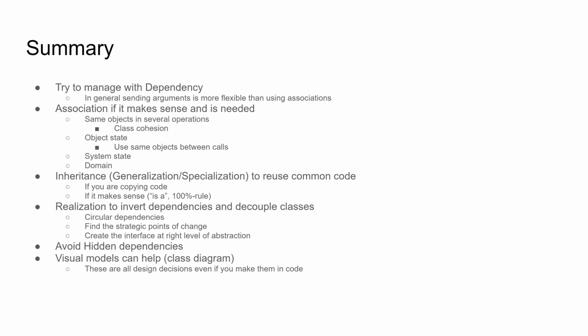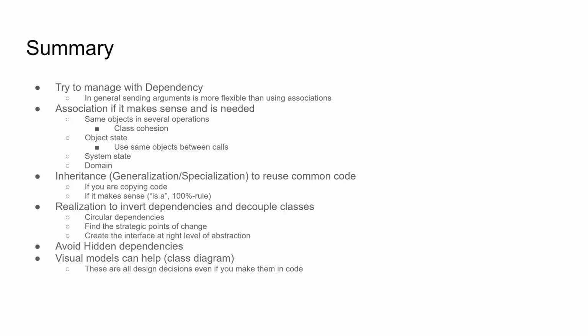We want to avoid hidden dependencies, watch out for hard-coded constants, and visual models can help. For example, typically the class diagram is where you see these relationships visually. And you can sometimes even see that, okay, you should probably try to reuse this in some part. And we have circular dependencies, for example, and then we should try to avoid that by using an interface in some way.